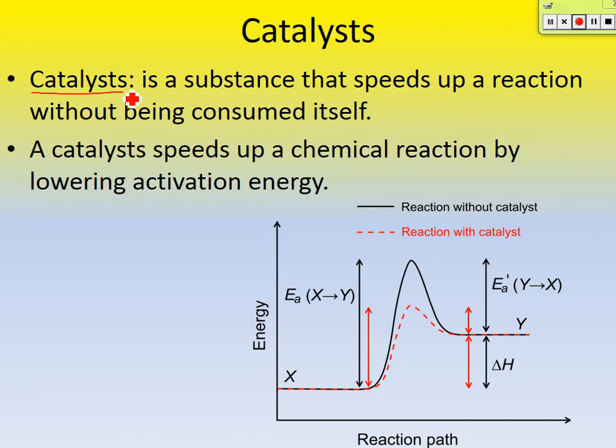A catalyst speeds up a chemical reaction by lowering what? Activation energy. It lowers the activation energy. So if you look at this energy diagram down here, I want to point out a couple of things. Now, a catalyst is the dotted line, this red dotted line. So that's with a catalyst, the red dotted line. Without a catalyst, it's this black solid line.